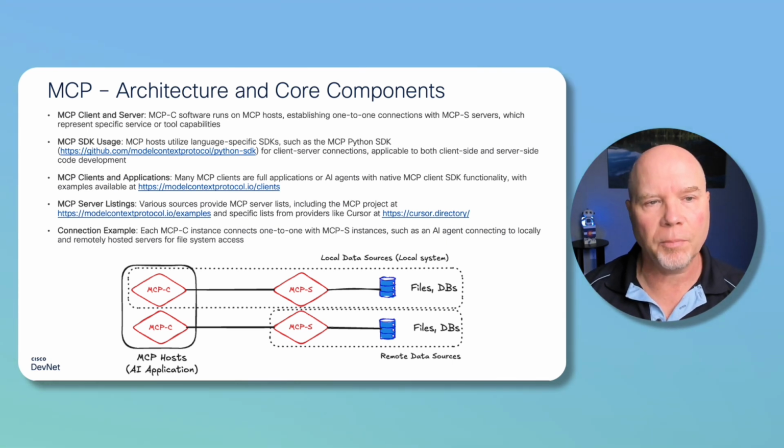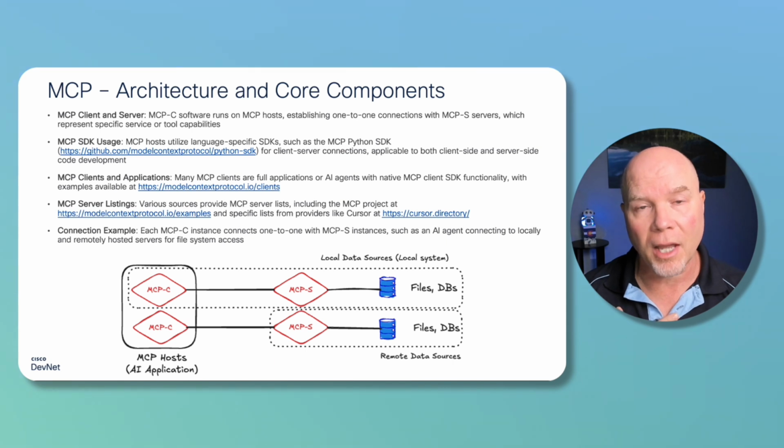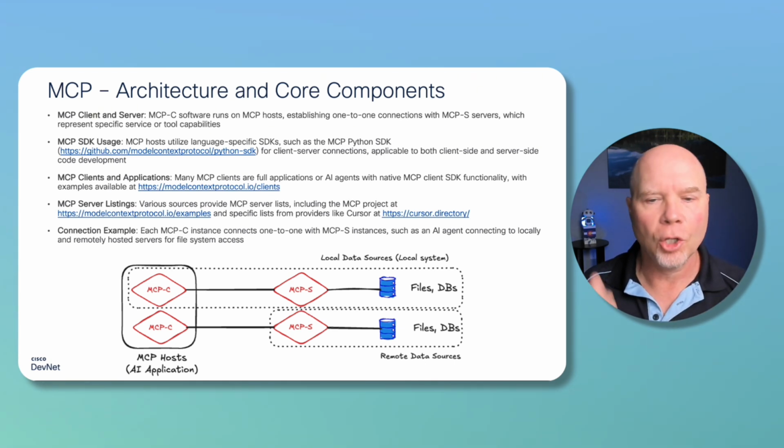As I mentioned, MCP is a client-server architecture. Throughout all of my documentation, blogs, and video content, I abbreviate MCP-C to be client and MCP-S to be server, so that's just what those mean. And what you really need to understand is that MCP operates as a one-to-one connection relationship. So there is one client to one server.